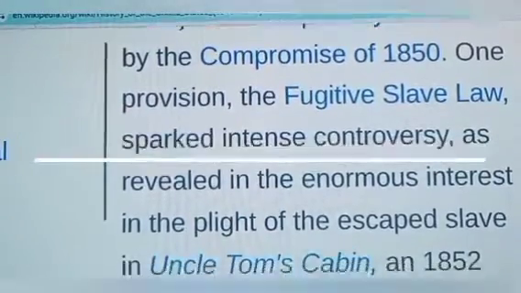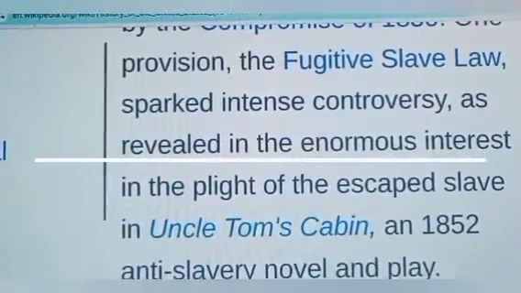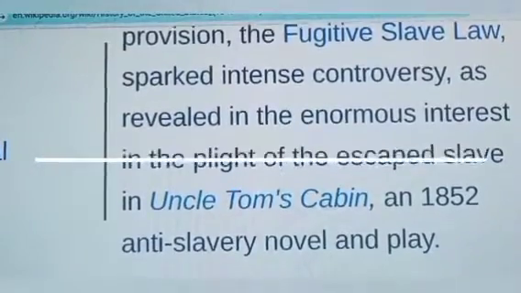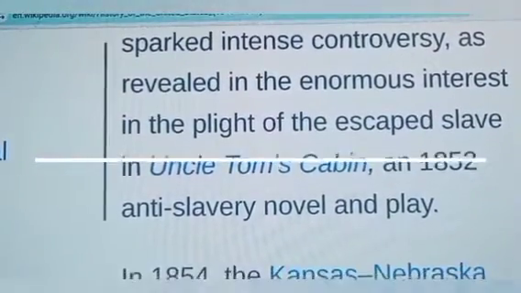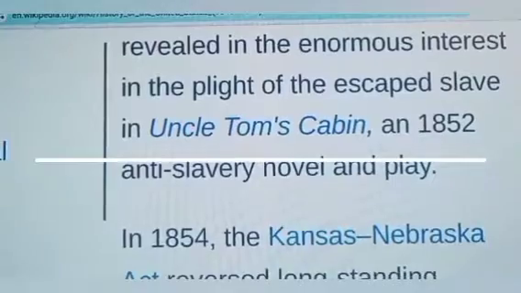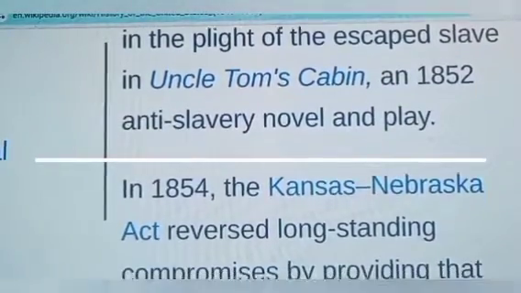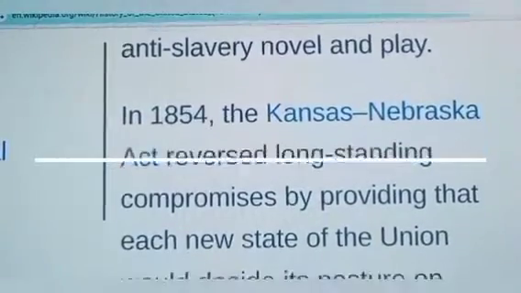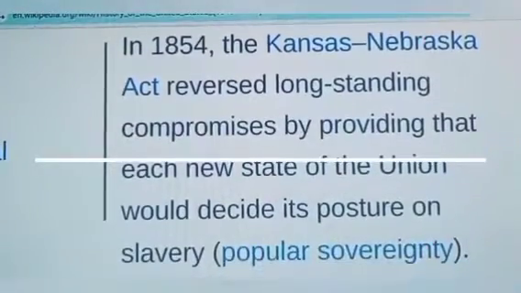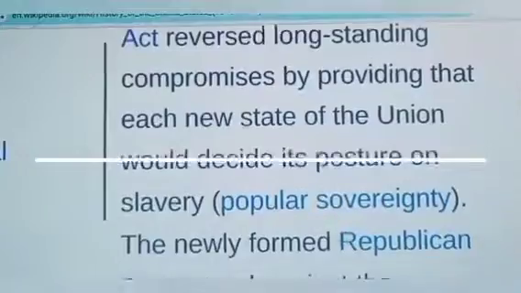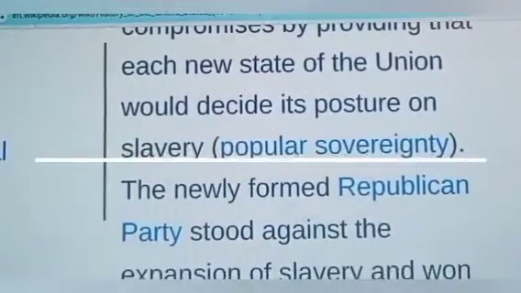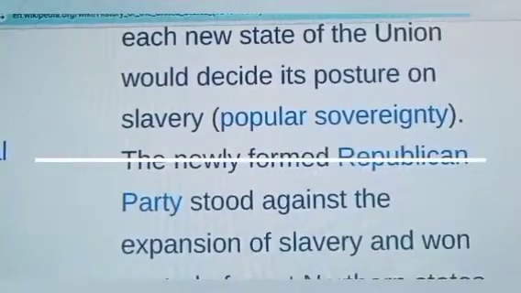One provision, the Fugitive Slave Law, sparked intense controversy, as revealed in the enormous interest in the plight of the escaped slave in Uncle Tom's Cabin, an 1852 anti-slavery novel and play. In 1854, the Kansas-Nebraska Act reversed long-standing compromises by providing that each new state of the Union would decide its posture on slavery, popular sovereignty.